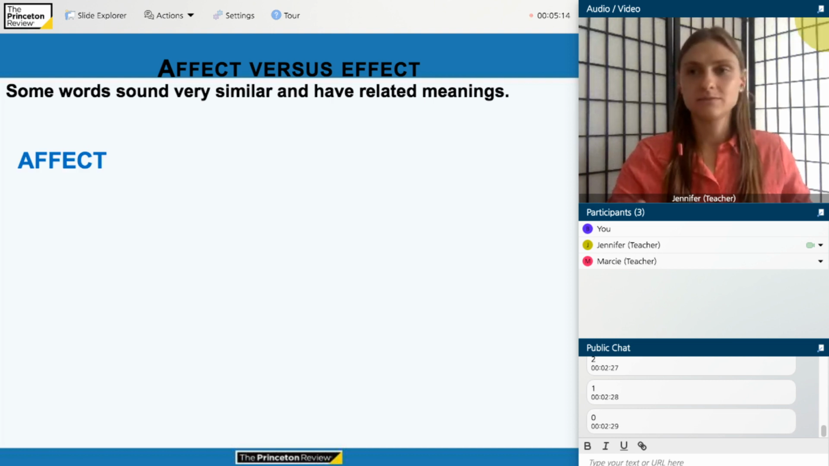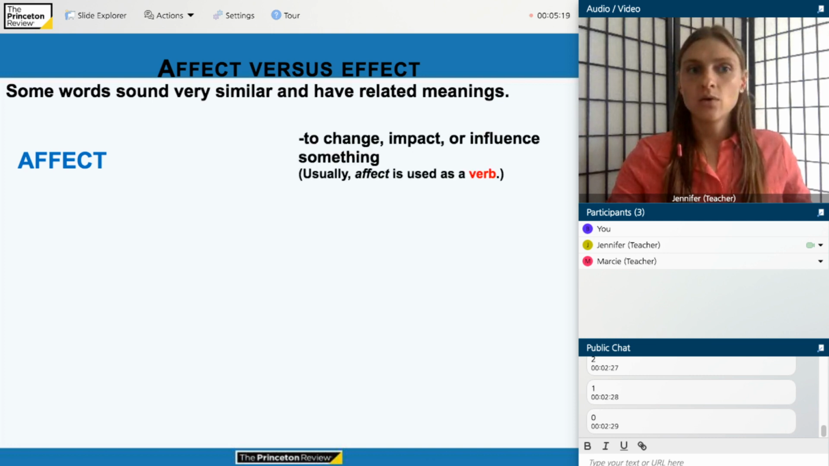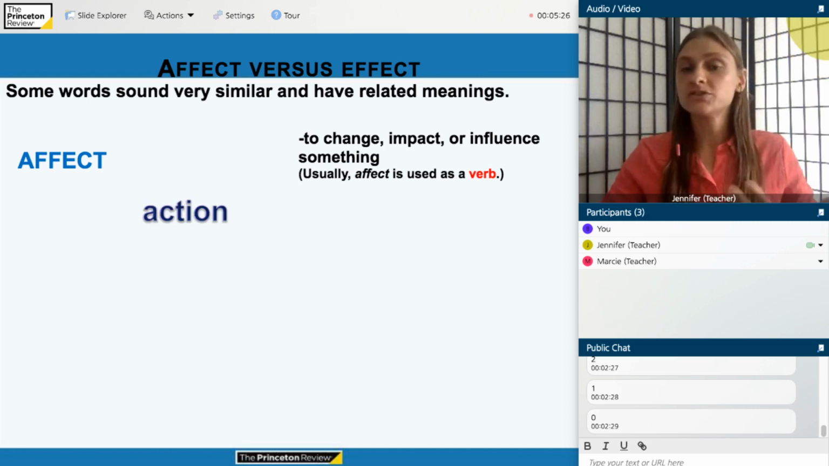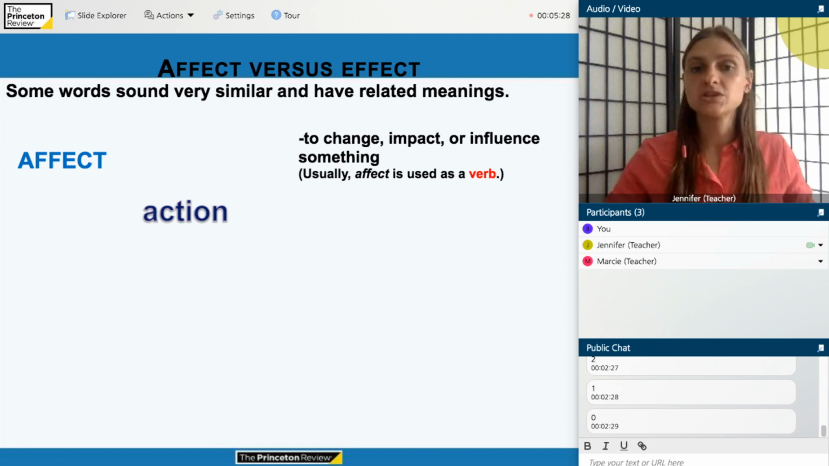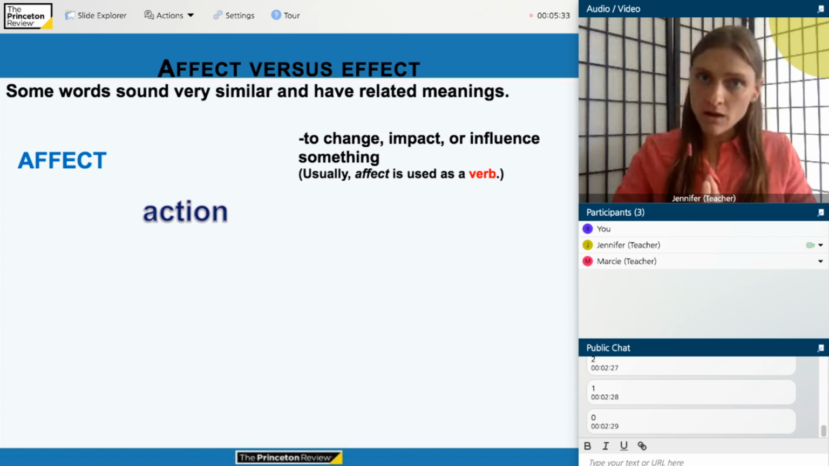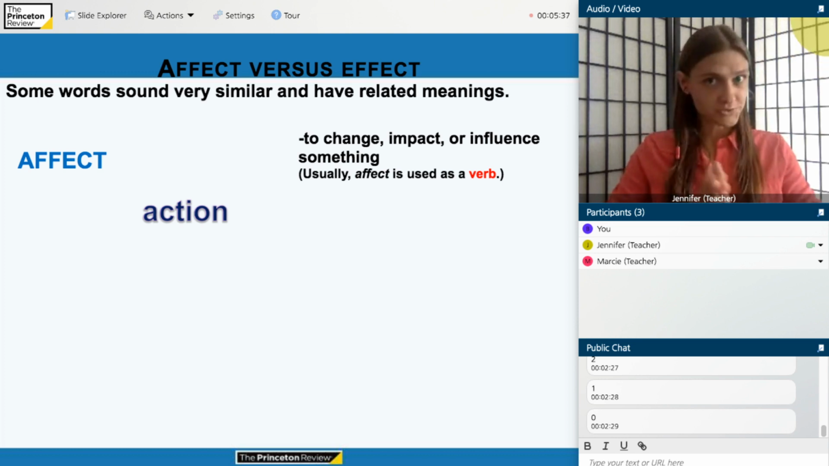So affect, we'll start there. What does it mean? Well, most of the time, affect is used as a verb. It does an action, right? And it means to change something, to influence something, to have some kind of an impact on another thing. There are instances when you might see affect used as a noun, but we are not going to focus on that today because that's not where the common problem of confusion comes in. So think of affect as usually used as a verb and does the action.